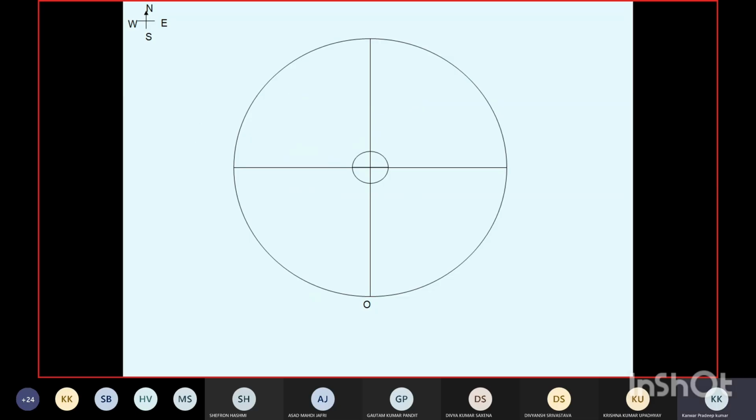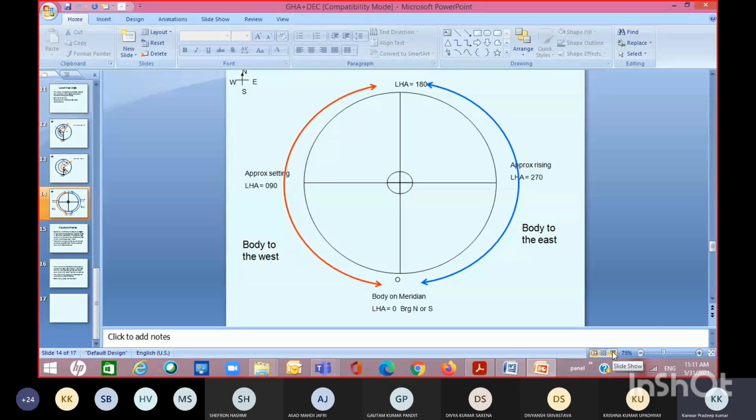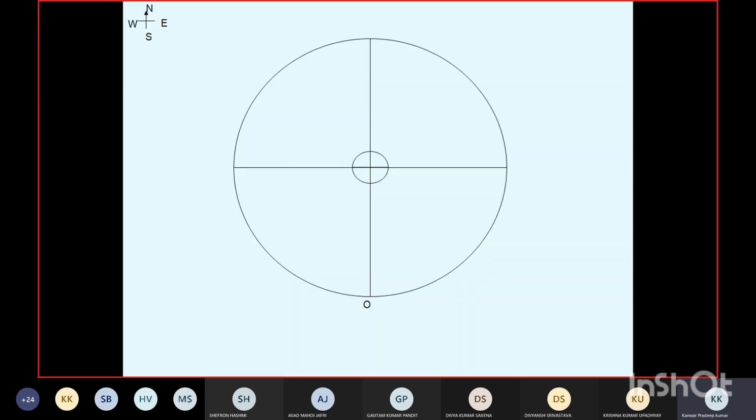Okay, now what is this? This is the observer. Let me just have a look how many slides there are and what is the topic now. Okay, finishing now. Good, let's finish this.